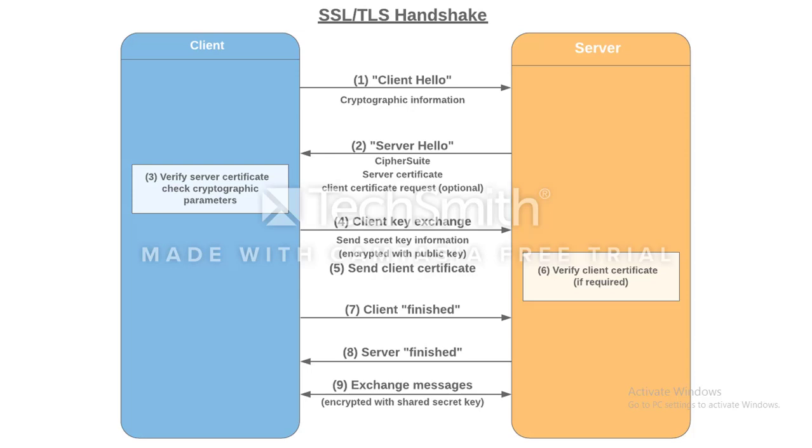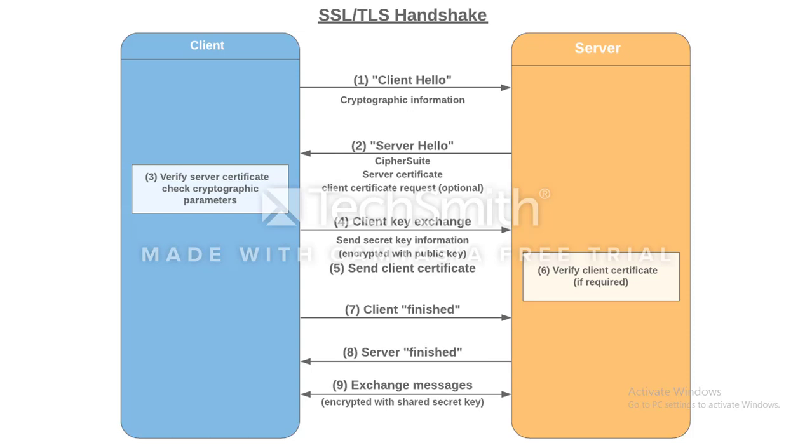In the third step, the client verifies the server's digital certificate. In the fourth step, the client sends a random byte string that enables both the client and the server to compute the secret key to be used for encrypting subsequent message data. The random byte string is encrypted with the server's public key. In the fifth step, if the server sent a client certificate request, the client sends a random byte string encrypted with the client's private key together with the client digital certificate. In the sixth step, the server verifies the client certificate.